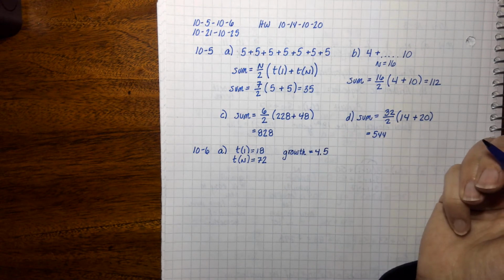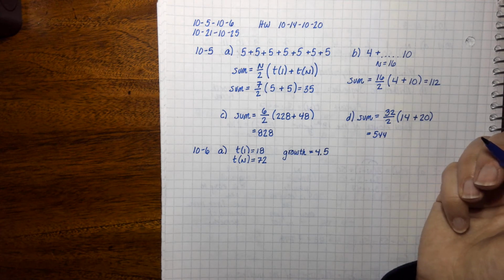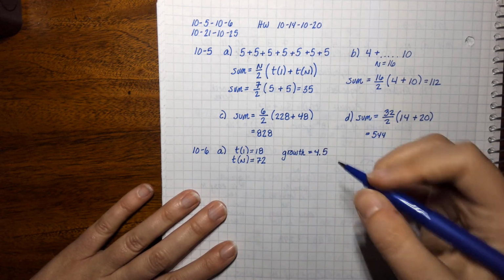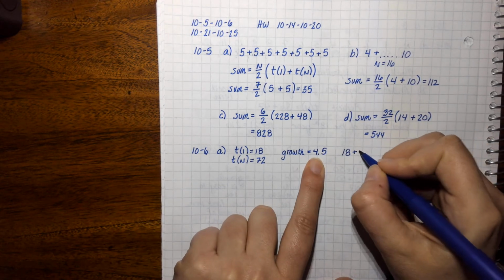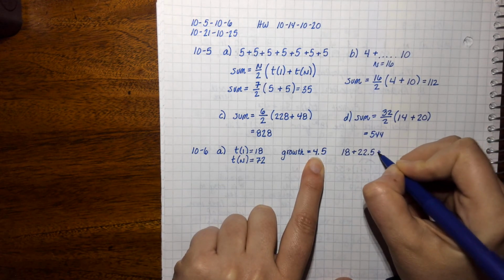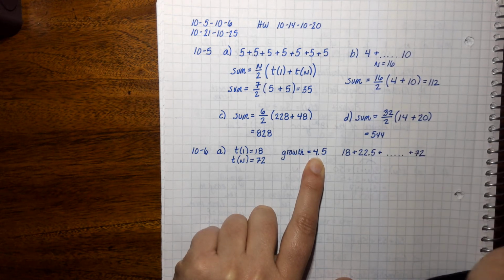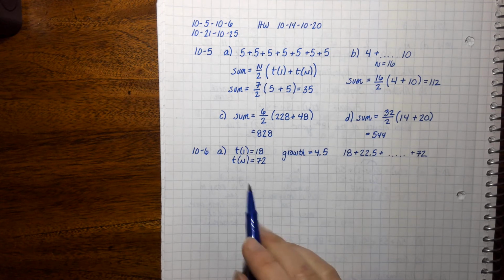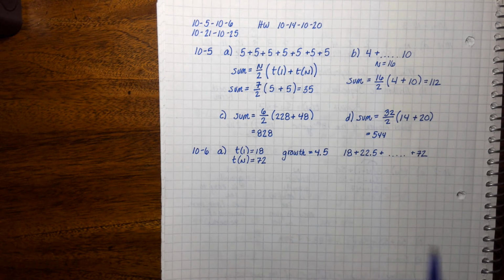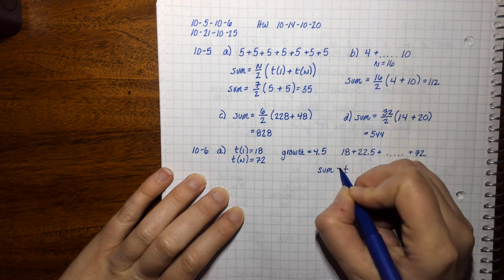Okay, what's the series? What is the sum? So we'll start by writing the series. The series starts with 18 and then goes up by 4.5 each time, so 22.5 plus, and then you're going to have some things in here, and then it's going to end at 72. I hope that makes sense to everybody. Okay, and we need to find the sum for this, so let's just see what we need to plug in.